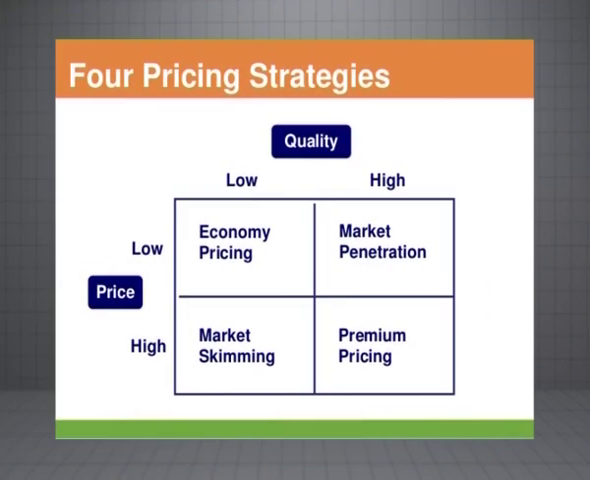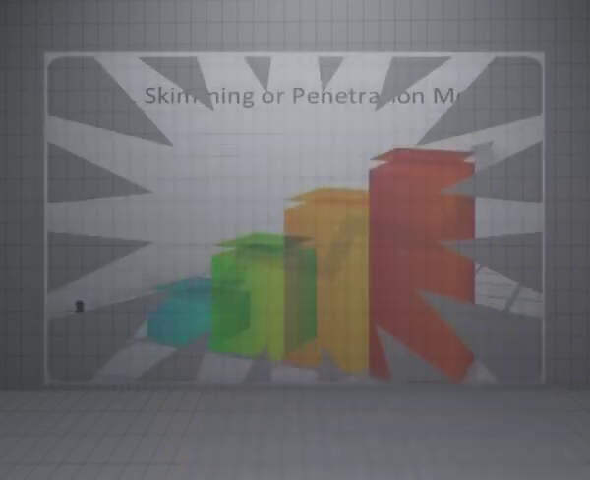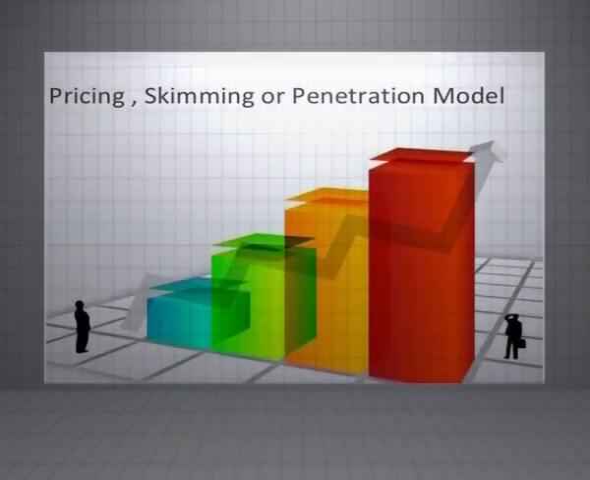The company may choose to adopt either a market skimming price or a market penetration price, depending upon the quality of the product and marketing objectives. If there is less competition, the price can be kept high, while for a product with more competition, a low price may be preferable in this stage. An example of a product in the introduction stage is 3D televisions.